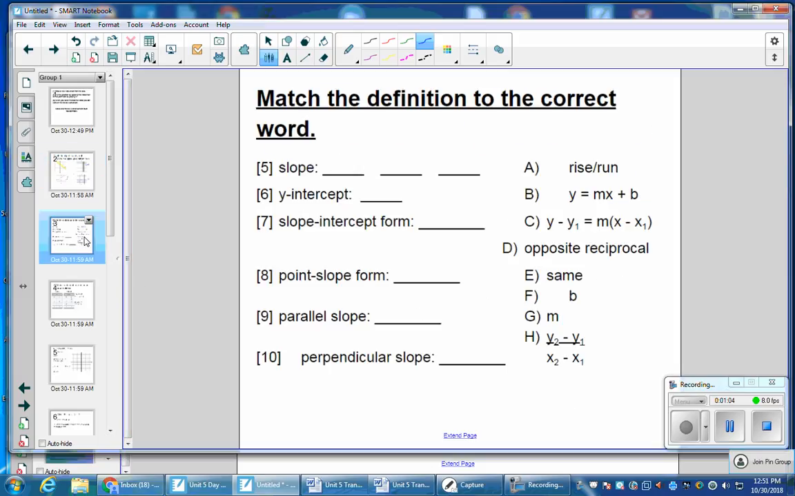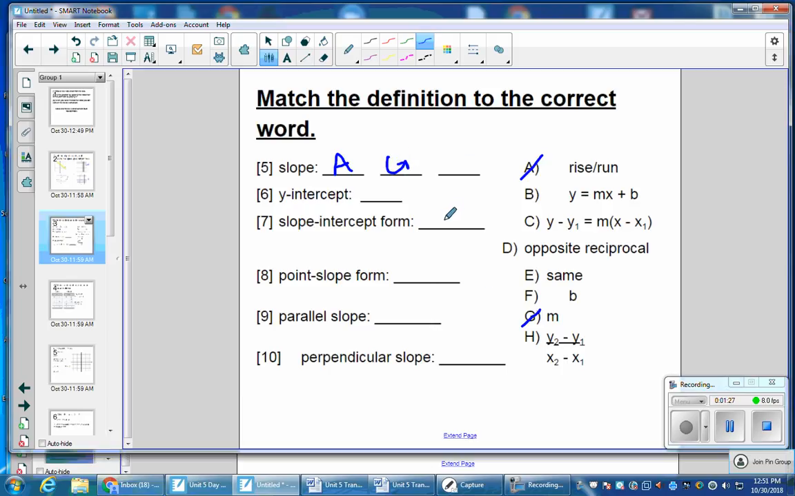All right, next one, pause the video, see which ones you know. This is just matching. So for example, I know slope is rise over run. So I'm just going to write A there and cross it out. So pause the video, see which ones you know. All right, so another word for slope is also the m in the mx plus b equation. So I'm going to write G.